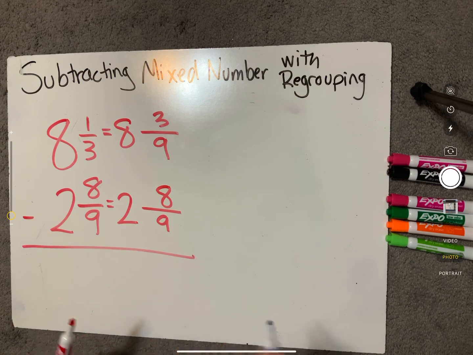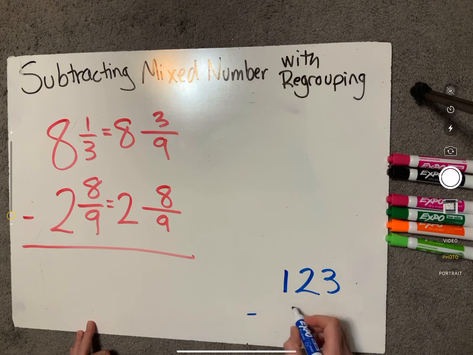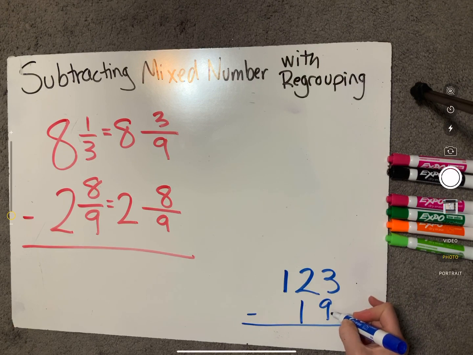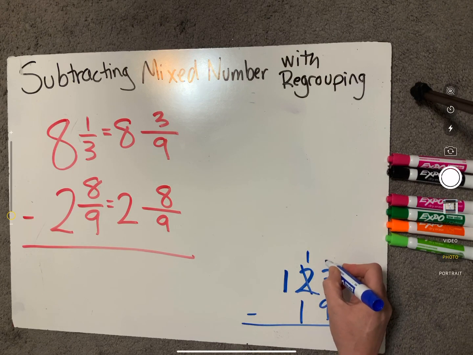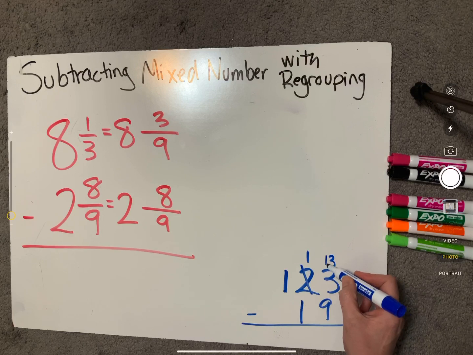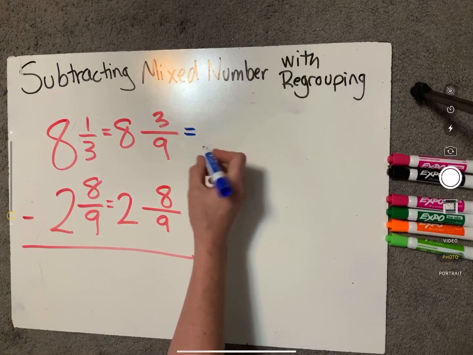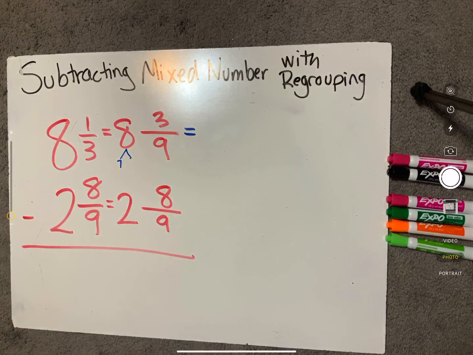Just like my number before, 123 minus 19, the problem we did the other day. If I was subtracting these two numbers, I would have to regroup. I take 1 from this 2 and regroup it over here, because this is a 10 and I'm putting the 10 here. So this is 13 now instead of just 3. The same thing's going to happen with our skills with regrouping. You don't have to write this part. I'm just writing it out so you can see what I'm doing.